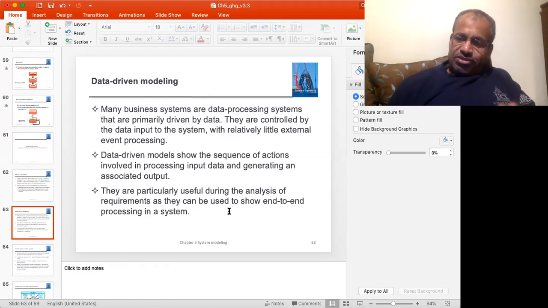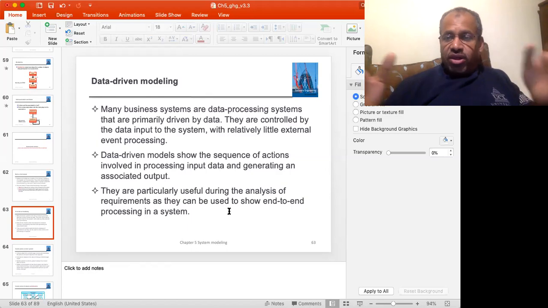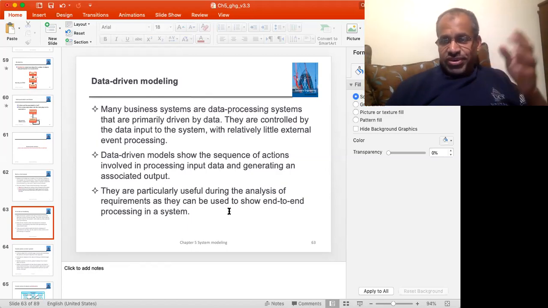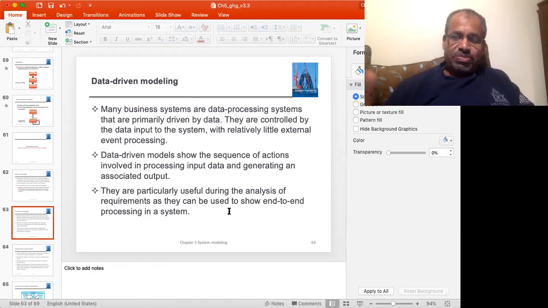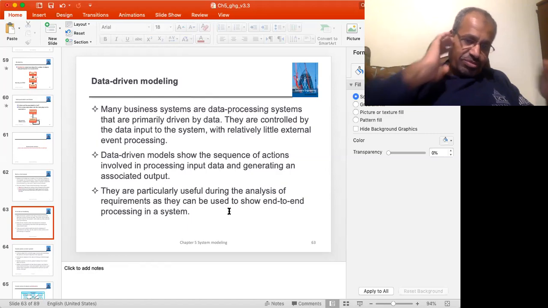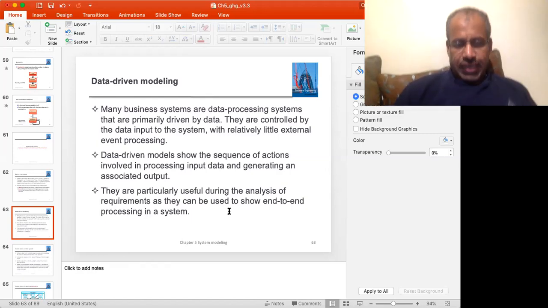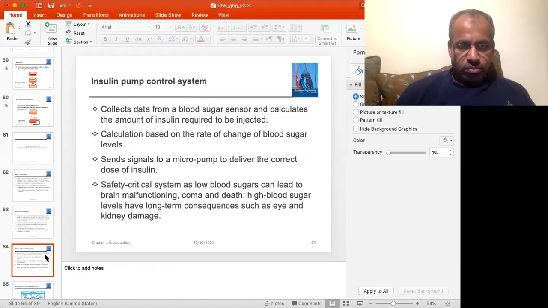Now, they're particularly useful when you're analyzing the requirements because they can be used to show end-to-end processing. You can actually show the logic of how certain inputs are converted to certain outputs, or how certain outputs are generated on the basis of inputs that have been arriving to the system. So this is particularly useful if you're looking at a transactional system or a business-oriented system. Even for control systems, actually, we could do that.